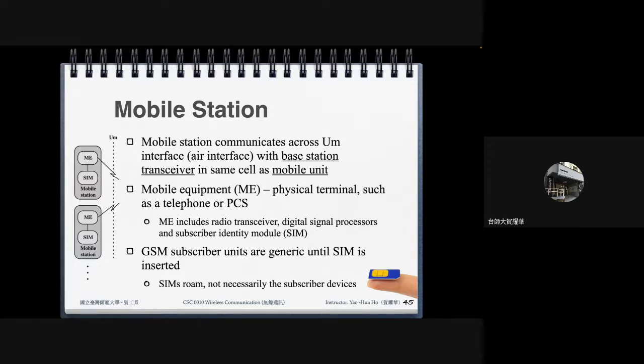Then the mobile equipment, or ME, is a physical terminal such as a telephone. This ME includes the radio transceiver, digital signal processing to process digital signals, and the subscriber identity module, or SIM. This is what we call the SIM card. When we insert the SIM card, the whole thing becomes a mobile station. In GSM the subscriber devices are generic, so your iPhone or Android phone are generic until you insert the SIM card into your mobile phone. Now that becomes a mobile station for your mobile devices. That SIM card will include your IMEI, the user's ID, and so on and so forth.